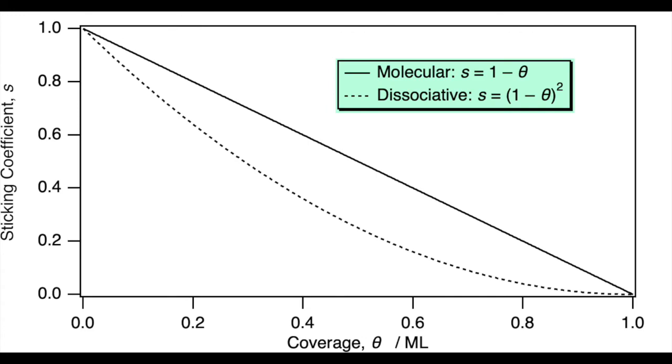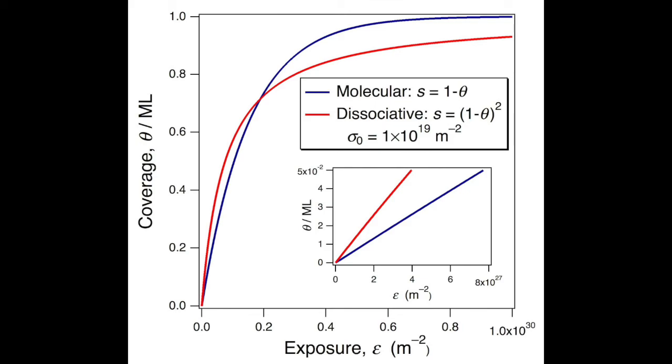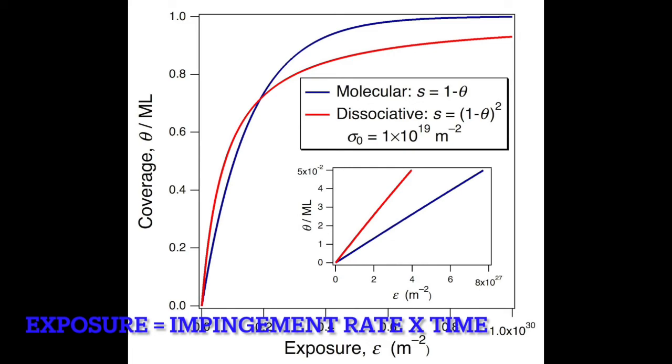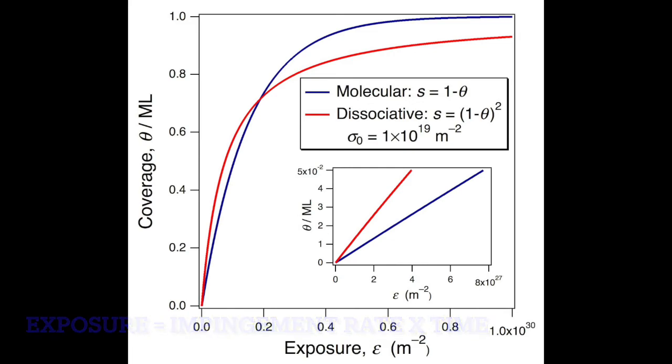The coverage, the absolute coverage, as a function of time, is given by integrating the rate law, accounting for the coverage dependence of the sticking coefficient. The coverage is only linearly proportional to the exposure. Exposure is impingement rate times time. And the coverage is only linearly proportional to the exposure if the sticking coefficient is constant as a function of time. This is not in general the case.